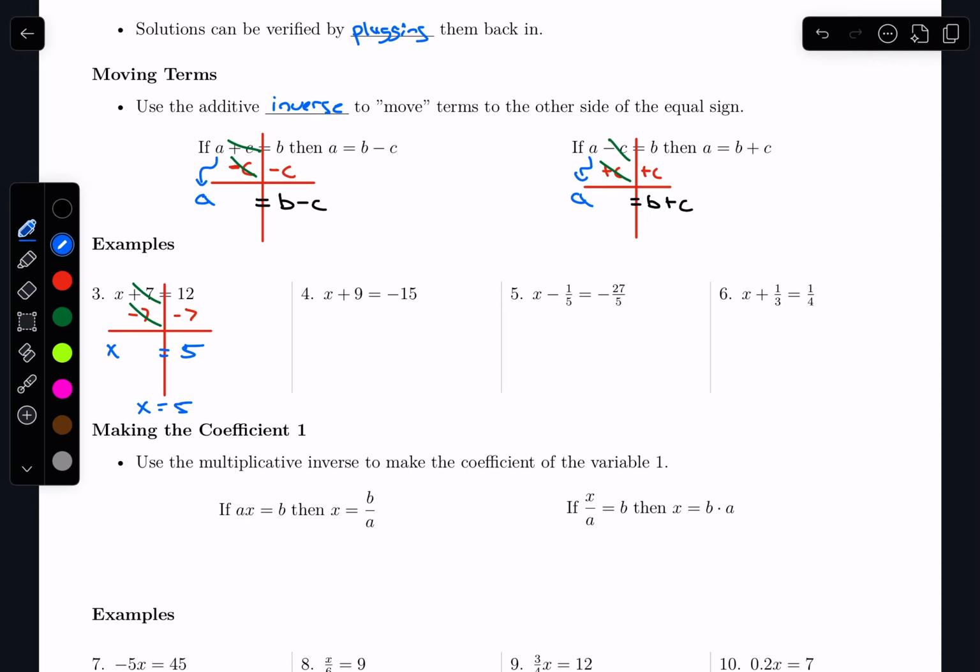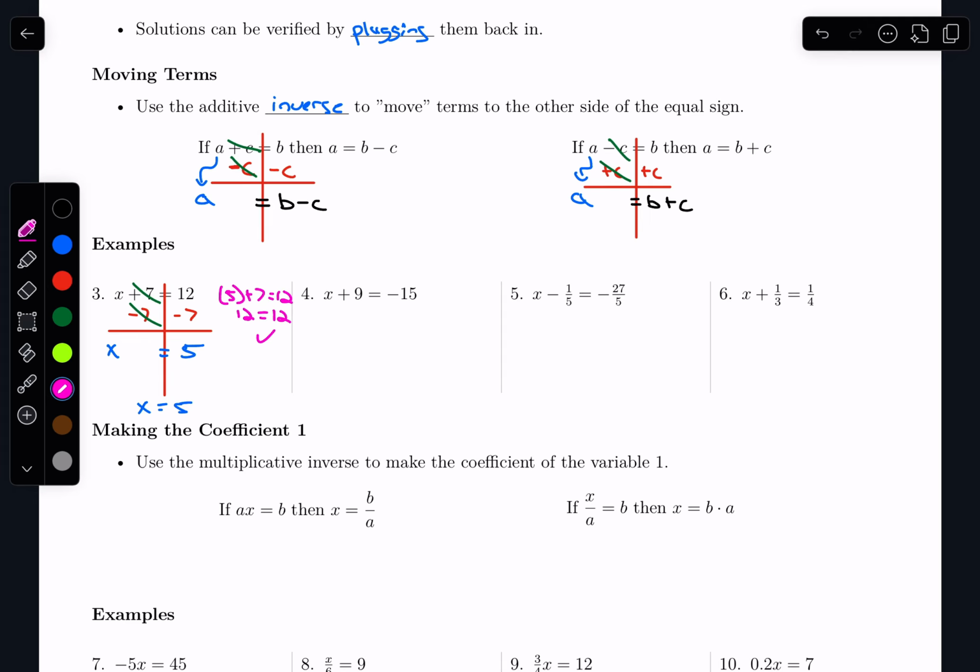And remember that if I want to verify my answer, I can plug it back into the original problem. I would do 5 plus 7 equals 12, which says 12 equals 12. And since those are both the same, I have a true statement, which means I correctly solved for x equals 5. Number 4, very, very similar.